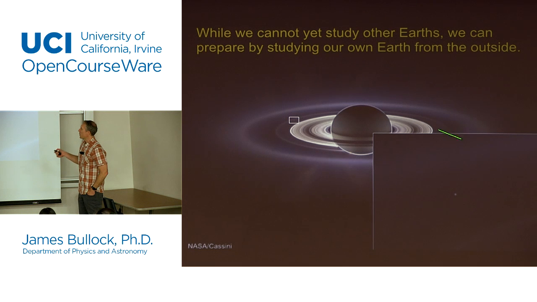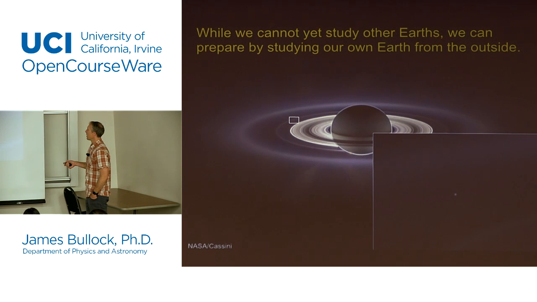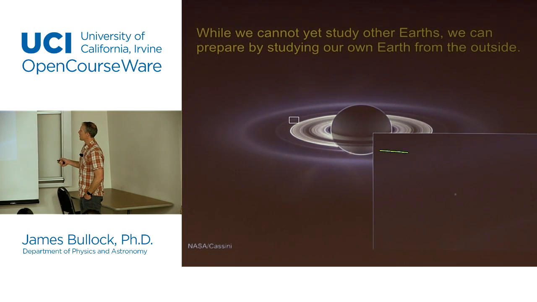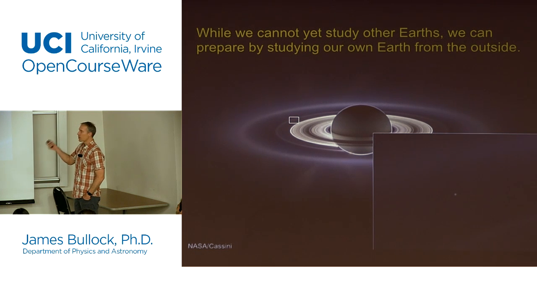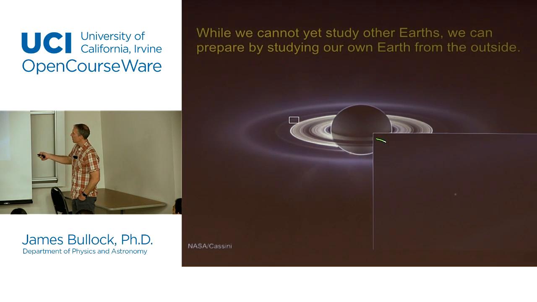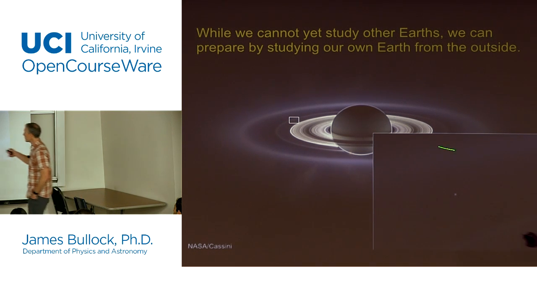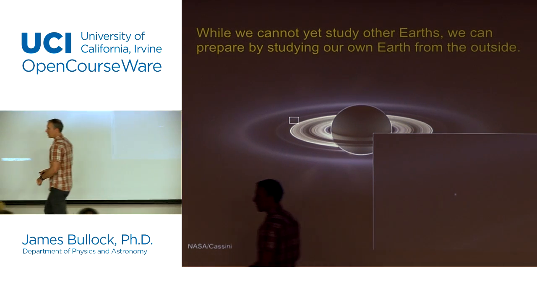I'm just showing this picture because it's cool looking, and it emphasizes just how small in the scheme of things the Earth really is. This is taken by the Cassini spacecraft, and this is a picture of Saturn. So it's out there near Saturn, taking an image of Saturn. And this little box right here has been blown up in the corner.